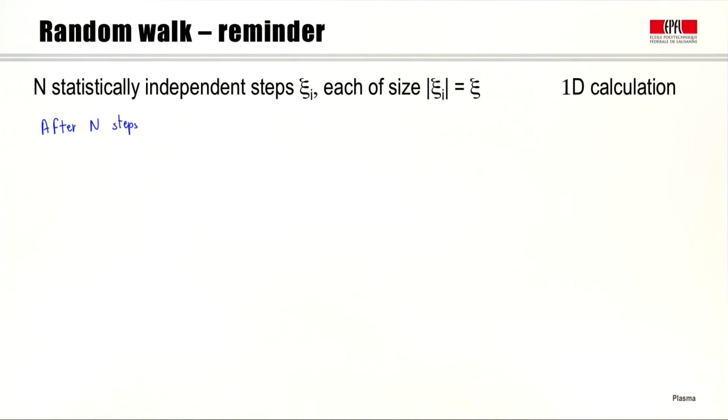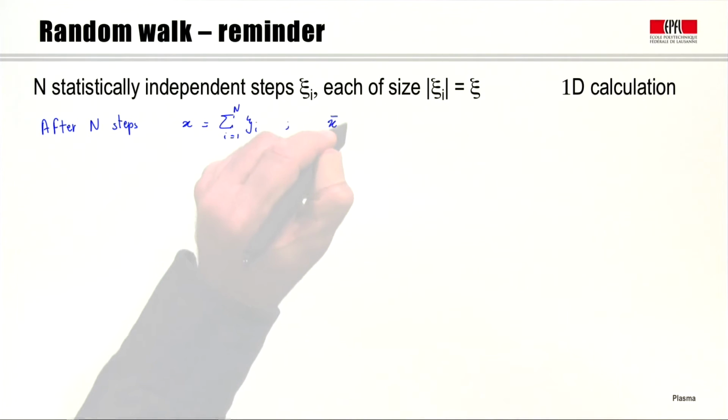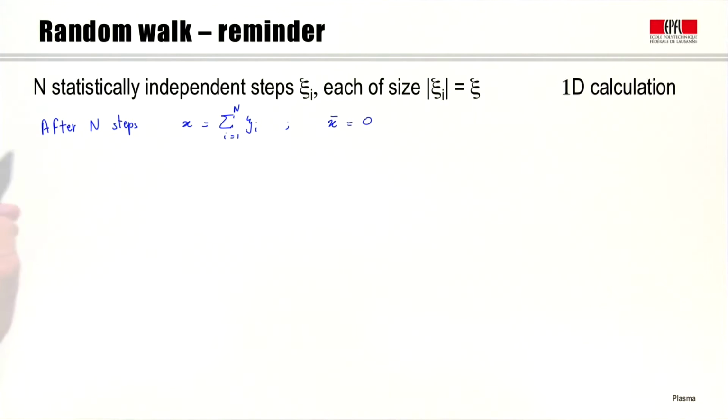After n steps, the displacement will be simply the sum of the steps undertaken. The average displacement will be 0, and average here means taken over many possible random walks. It doesn't mean in time for the same particle. But as we said before, the average of the square of the displacement is not 0. And we'll evaluate it in a simple way.